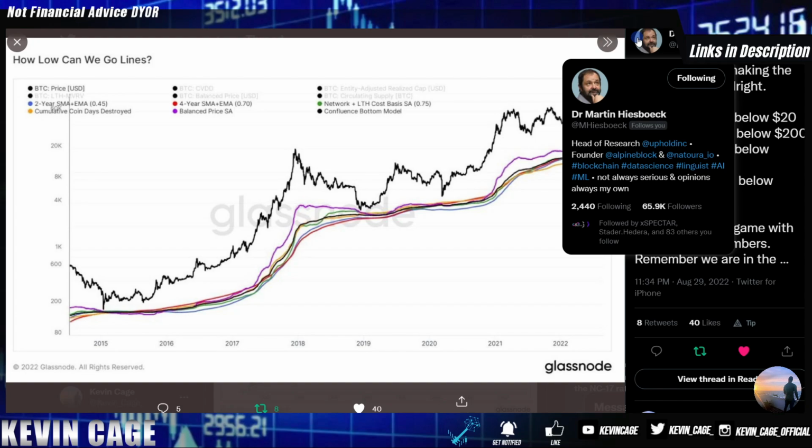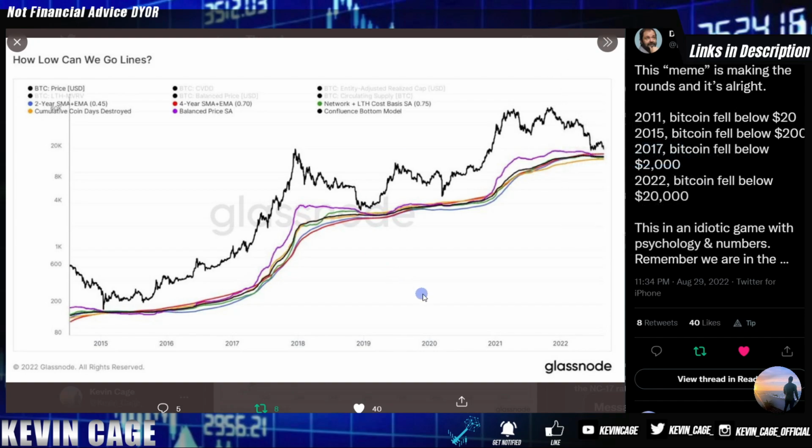And let's finish up with this chart shared by Dr. Martin, head of research over at Uphold, so we can see this chart. And he goes on to say, this meme is making the rounds and it's alright. 2011, Bitcoin fell below $20. 2015, Bitcoin fell below $200. 2017, Bitcoin fell below $2,000. 2022, Bitcoin fell below $20,000. This is an idiotic game with psychology and numbers.